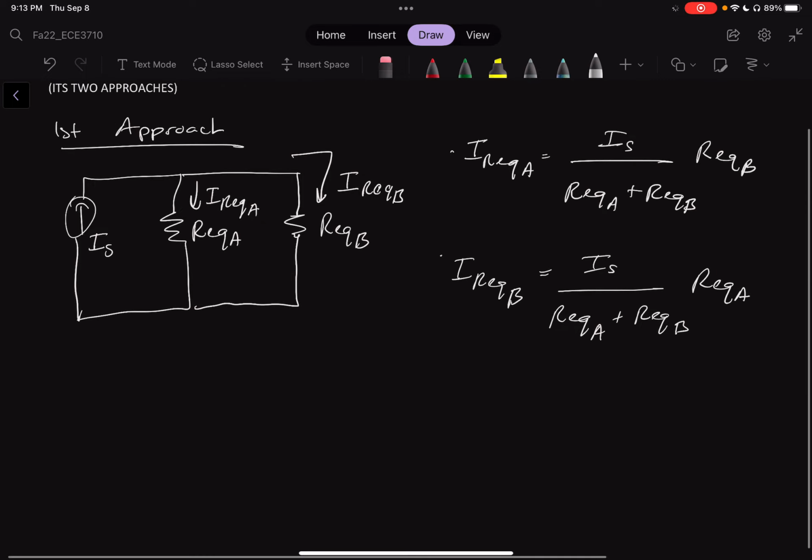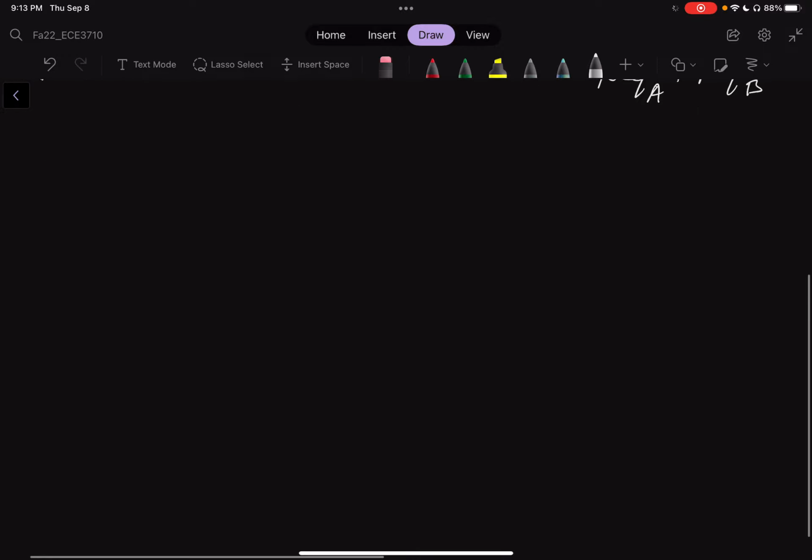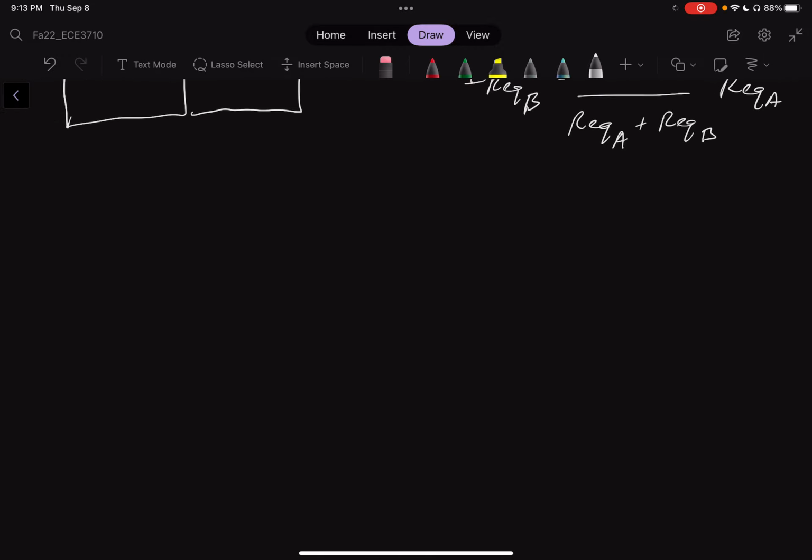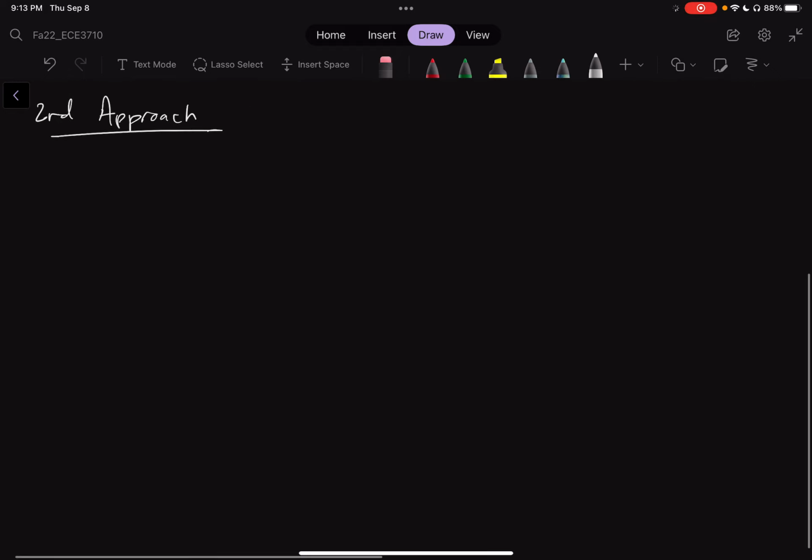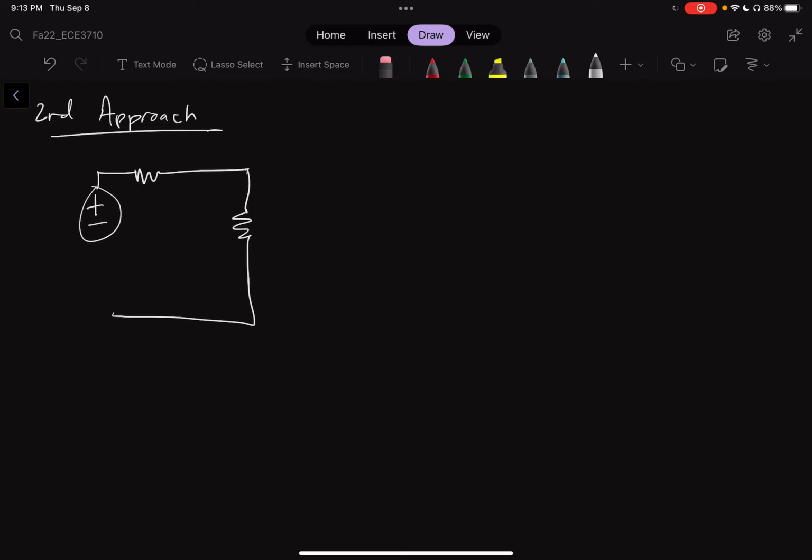But what about the second approach, or what I'm calling the second approach? What about if we have this circuit? Let's assume this is R equivalent B. Let's assume this is R equivalent A. Let's assume this is R equivalent C. Let's assume this is VS.